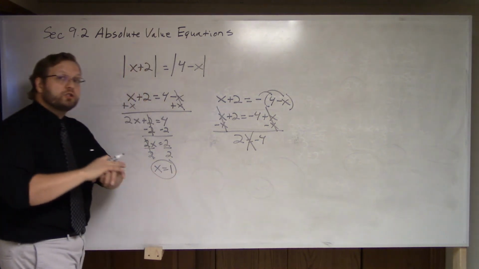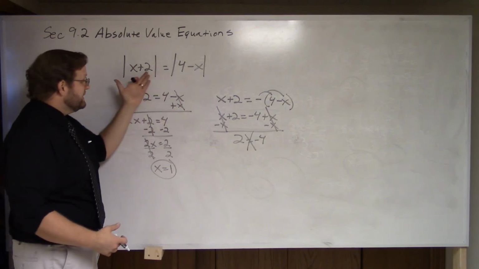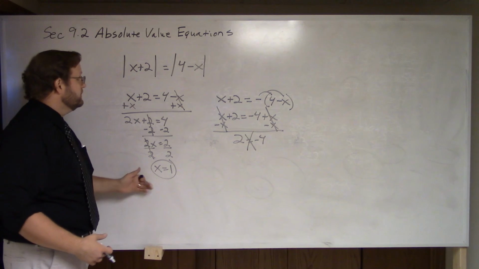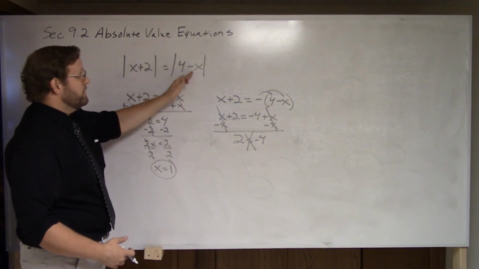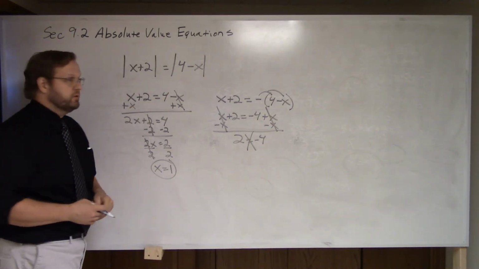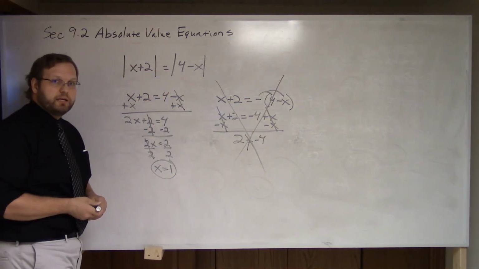That doesn't mean no solution is what I report for this initial problem though, because this scenario still had a solution and I need to check it. 1 plus 2 is 3, absolute value is 3. 4 minus 1 is 3, absolute value 3. So 1 is my answer. This whole thing just didn't have a solution to begin with.